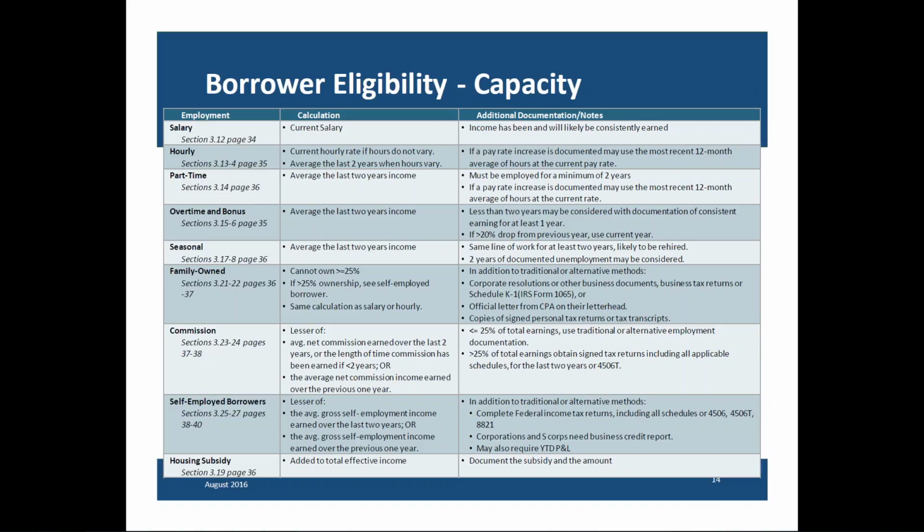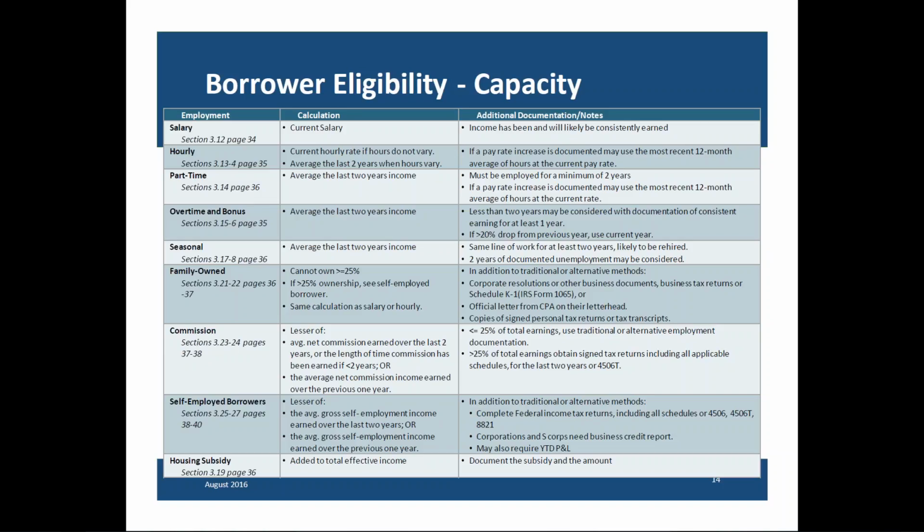Part-time, again, employment must be for a minimum of 2 years. If a pay rate increase is documented, we may use the most recent 12-month average of hours at the current rate. Overtime and bonus, again, we average the last 2 years. Less than 2 years may be considered with documentation of consistent earning for at least 1 year. If it's greater than a 20% drop from the previous year, we will use the current year.